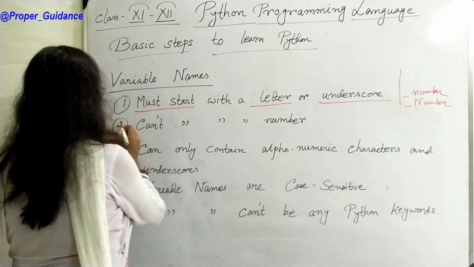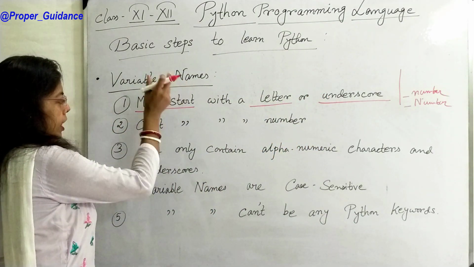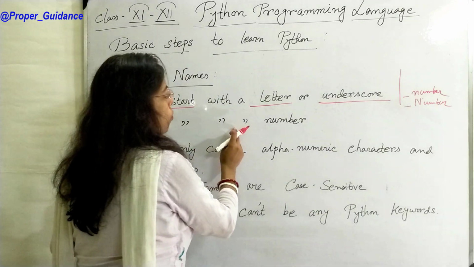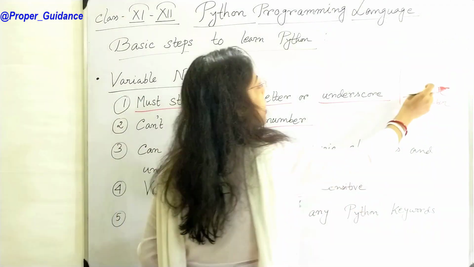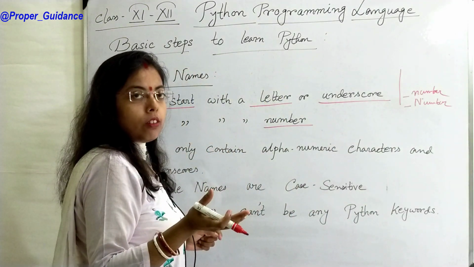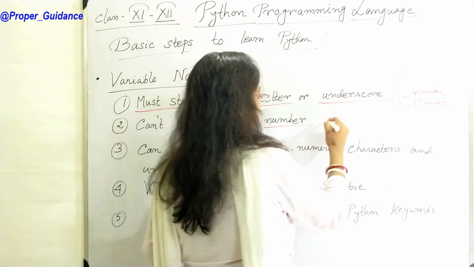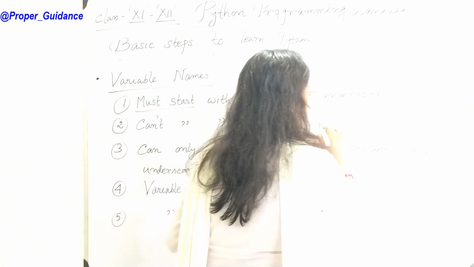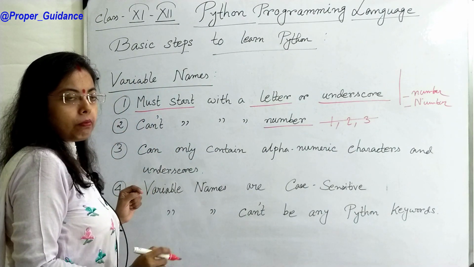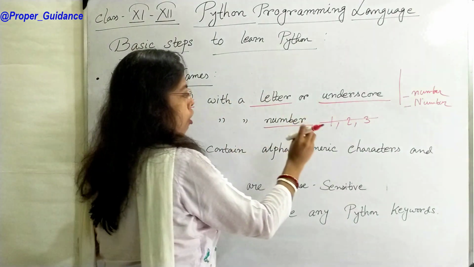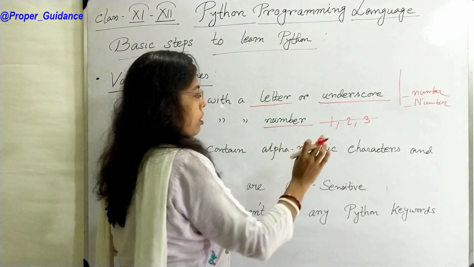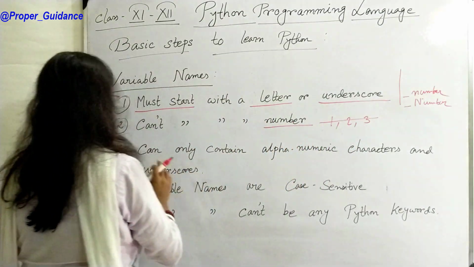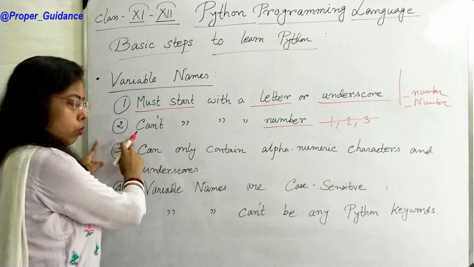Point number two, variable names can't start with a number. See, this is the word number, and this number means 1, 2, 3. You can't start like this. The variable name should not start with 1, 2, 3, any digit or any integer. You can't do that. So this is rule number 2.